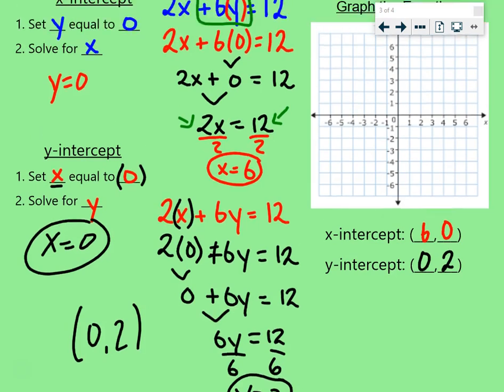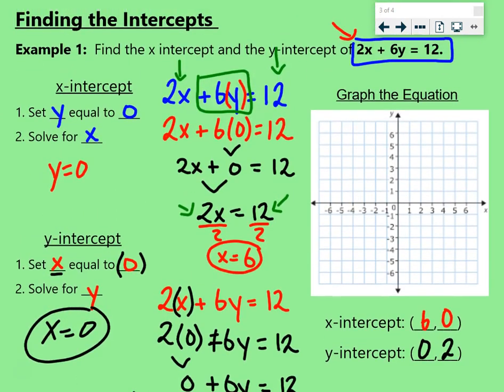Now we just have to use those intercepts to graph. We have our x-intercept is 6, 0. So we plot the point 6, 0, which should be on our x-axis because it's our x-intercept. Then we have our y-intercept, which is 0, 2, right there on our y-axis because it's our y-intercept. And then we just connect the points. And there we have our line, our function.